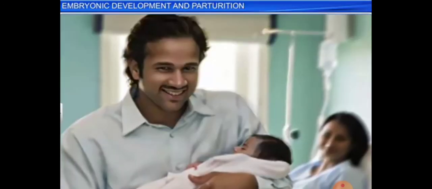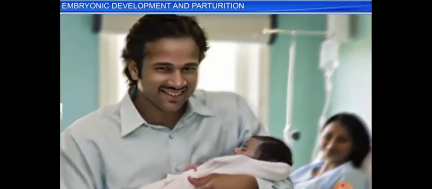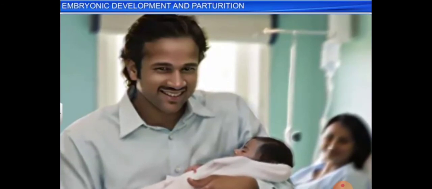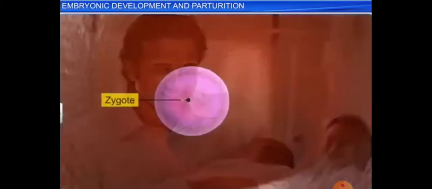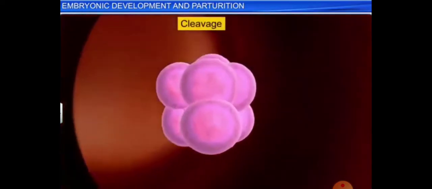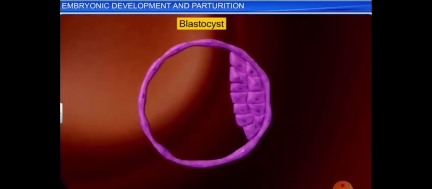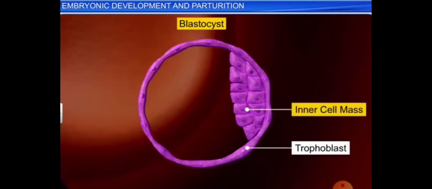The joys of holding a newborn baby have no bounds. Here, the birth of the baby is an intricate and complex process that begins when the zygote undergoes cleavage and develops into a blastocyst, a hollow ball consisting of a trophoblast, an inner cell mass, and a cavity called blastocoel.